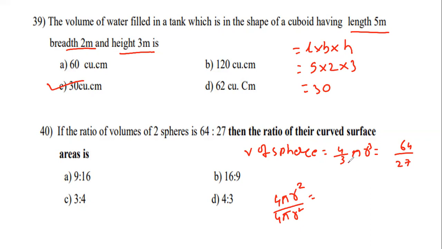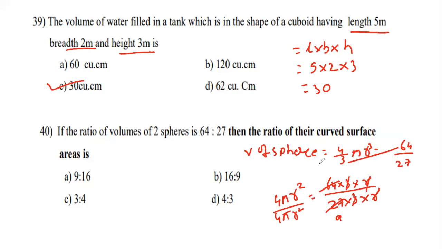So the 3 will go up. 64 into 3 into r, because the 1 r I'm shifting downwards, it will come, divided by 27. Instead of 3 we are multiplying this one: 27 into 3 into r. So 3 gets cancelled, r gets cancelled, the ratio 3 won't get cancelled. It's not cancelling.